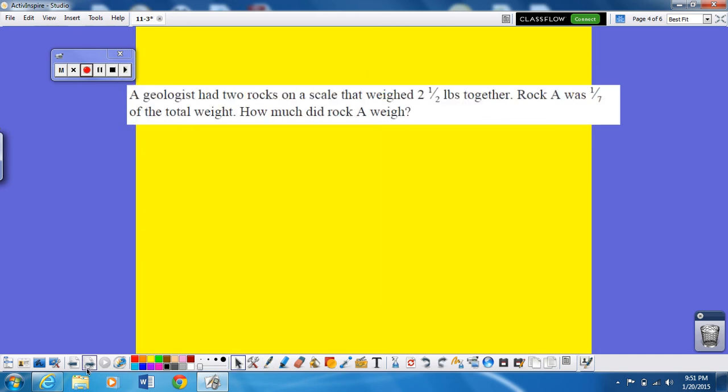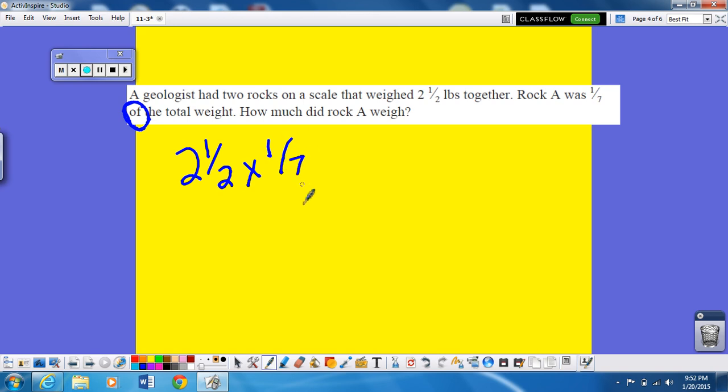Okay? Now, here's another one. A geologist had 2 rocks on a scale that weighed 2.5 pounds together. Rock A was 1/7 of the total weight. How much did rock A weigh? Okay, so if we know they're 2.5 pounds together, and I see this very magic word right here of, which we learned yesterday means to multiply.